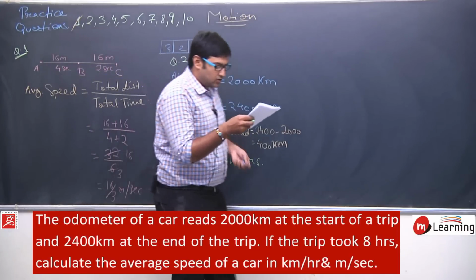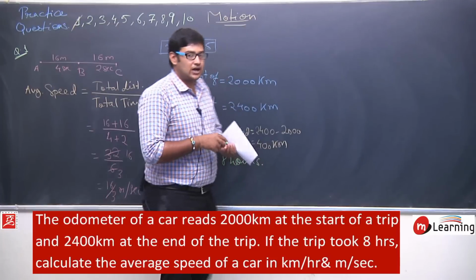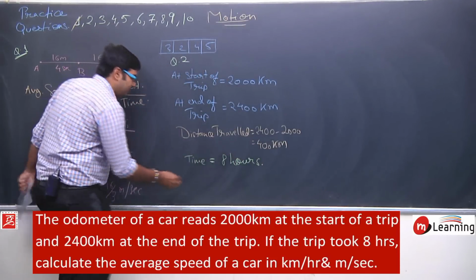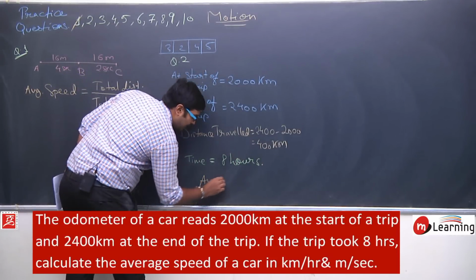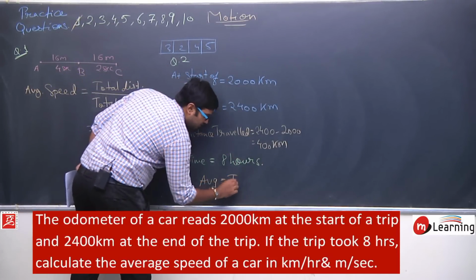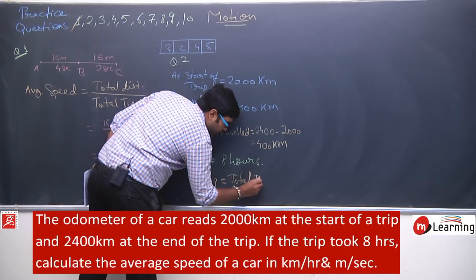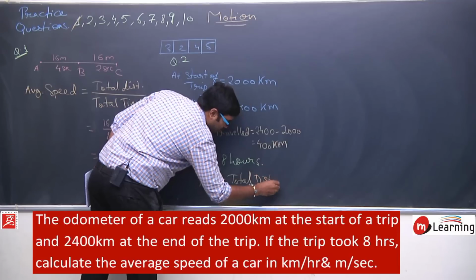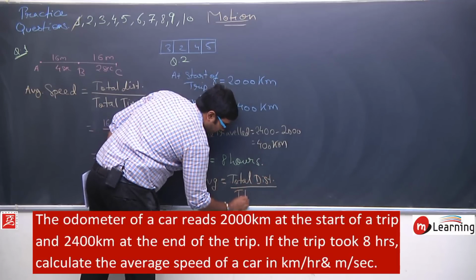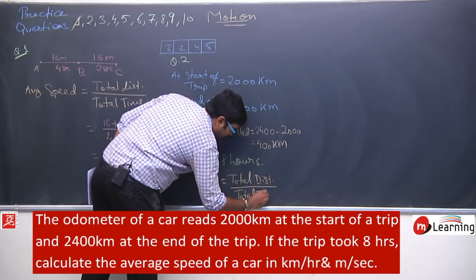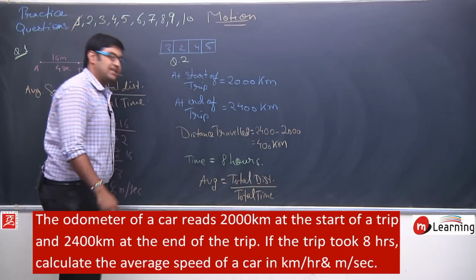Our task is to calculate the average speed of the car. So what we can see, average speed, now what is average speed? It is total distance upon total time. This is the average speed.